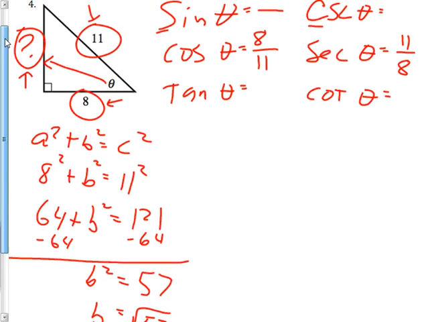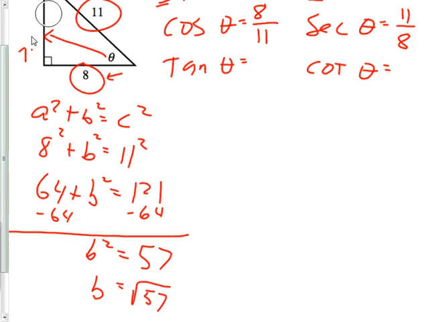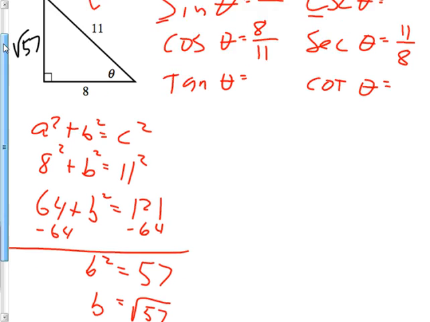I hope I did that right. Doesn't feel like that's for sure right. You could maybe double check my math to make sure I didn't mess that up, but I think it's the square root of 57. All right, so that side right there is the square root of 57. So now I've got to go back through this problem and do the rest of it.